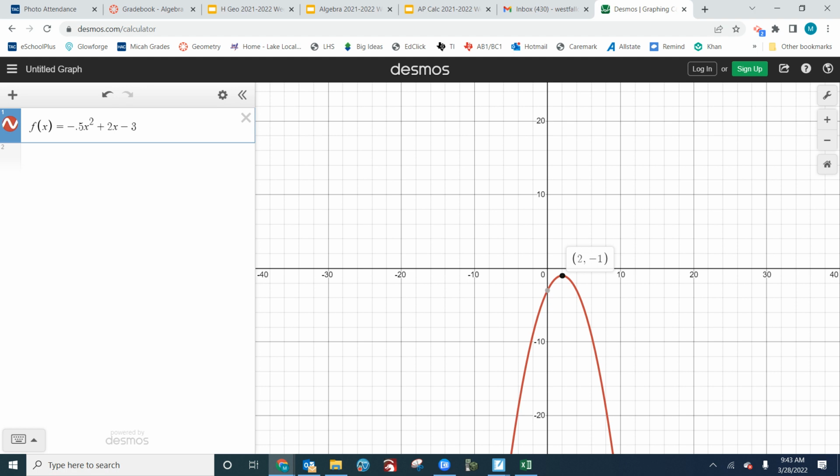Zach, what do you think? The vertex is what? On the x-axis. What if the vertex is the only thing hitting the x-axis? Wouldn't that be 1 zero? Does that make sense? Let's do a little.